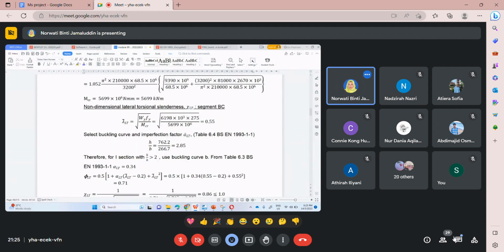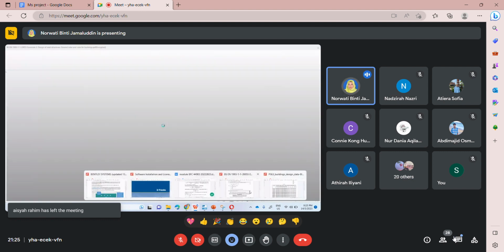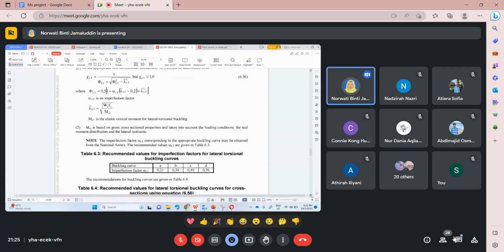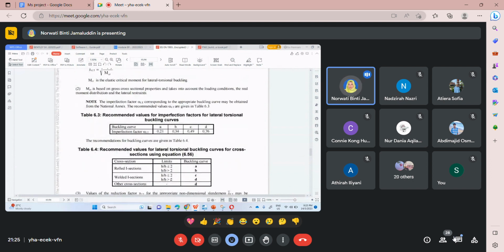For this class 6.3.2.2, alpha LT based on table 6.4, right? This is class 6.3.2.2. You need to refer to 6.3 and also 6.4. In this case, you have to evaluate the ratio of H over T. If it is less than or equal to 2, buckling curve A; bigger than 2, buckling curve B.